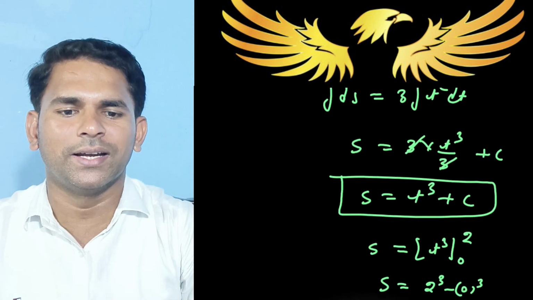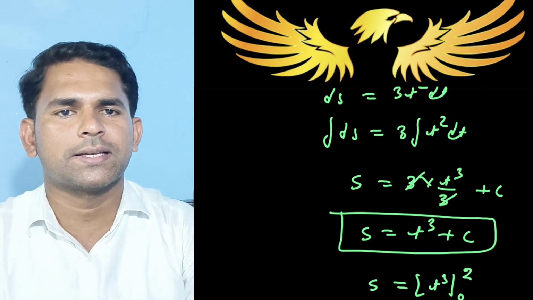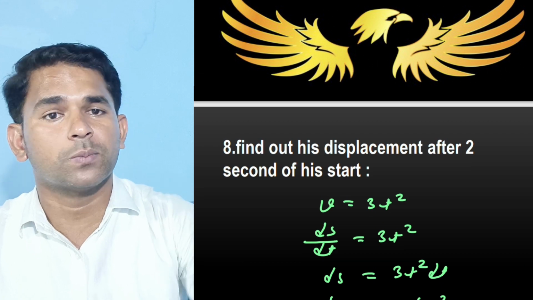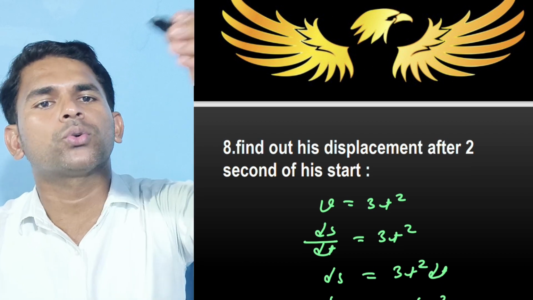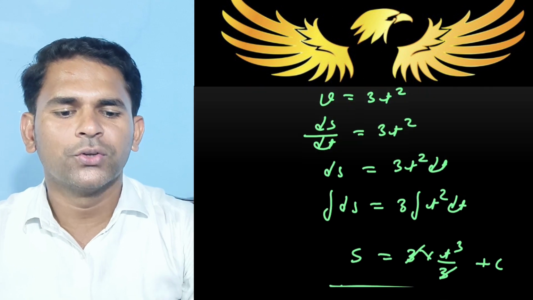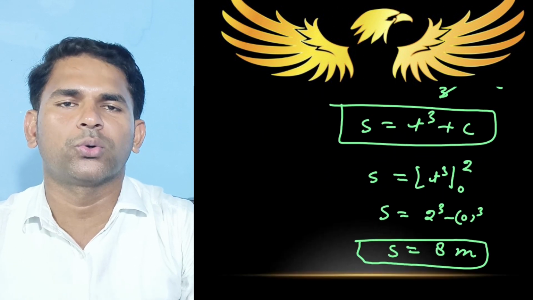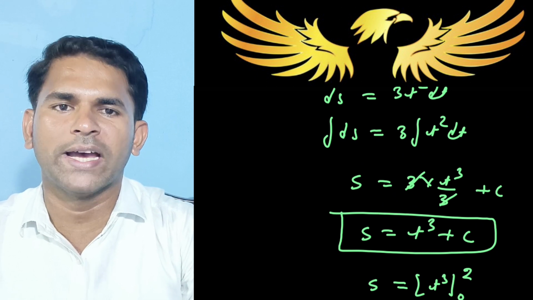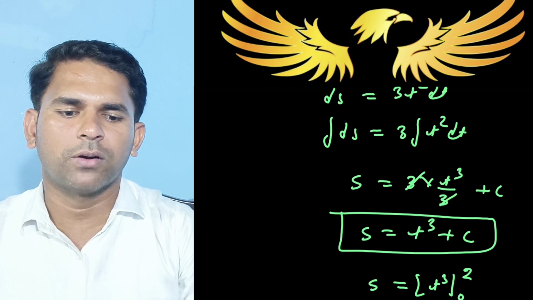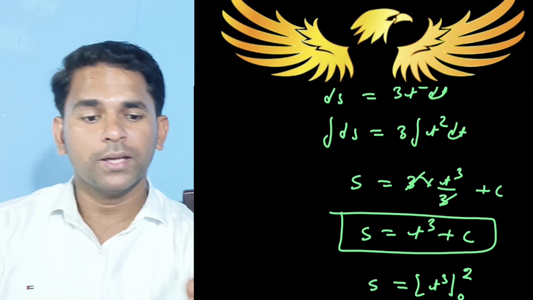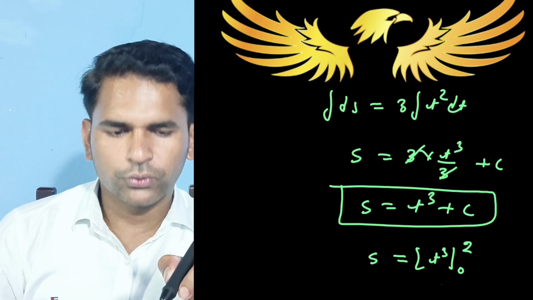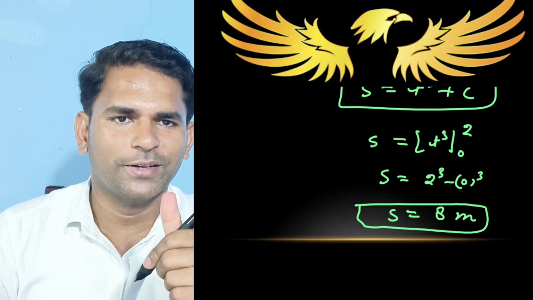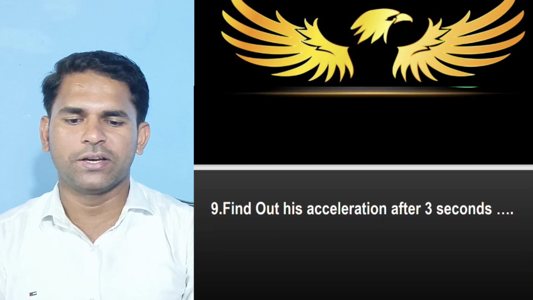What I did here: first I solved this as an indefinite integration, but then I read the question again, and the displacement is given after 2 seconds. It means 0 to 2 we can consider as the limit. So we can place 0 to 2 here, and 0 to s on the other side. Here there is no need to write plus c. But if the time is not given, the displacement will come as a function of t. Keep remembering these things. Now you can see the next question on the screen.